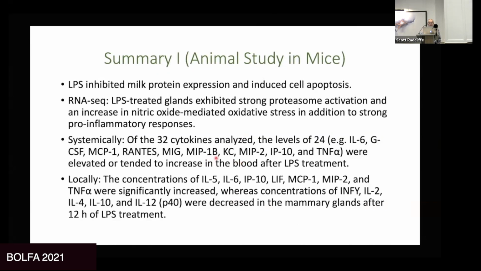In the 32 cytokine analysis, 24 of them increased in the blood, including some of those major ones, okay? Like TNF alpha, like IL-6. But in the mammary gland, locally, we do have several that increased and several that decreased. The increased ones included IL-5, IL-6, IP10, LIF, MCP1, MIP2, and TNF alpha. However, interferon gamma, IL-2, IL-4, IL-10, IL-12 decreased in the mammary gland, okay? So that's the mouse study.